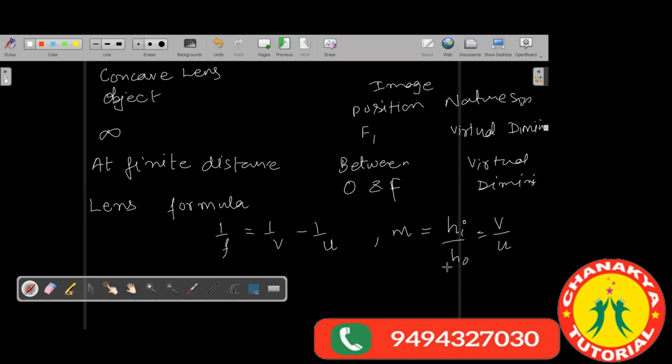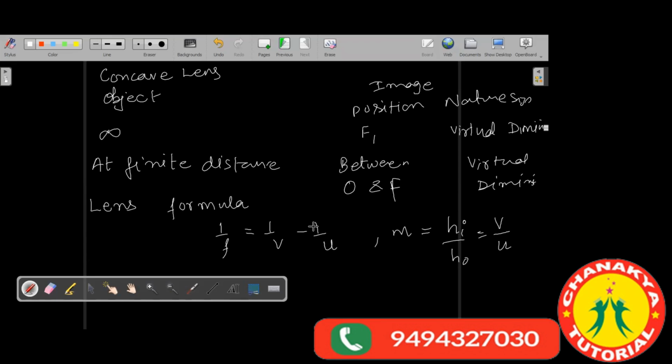See, in the case of mirror, the magnification was given by the formula -v/u, and here the magnification is given by the formula v/u. The mirror formula was 1/f = 1/v + 1/u. Here the lens formula is 1/f = 1/v - 1/u. So this is the difference of sign between the lens and the mirror. This difference is because in the case of mirror there is reflection, whereas in the case of lenses it is refraction. The light ray passes through the lenses.